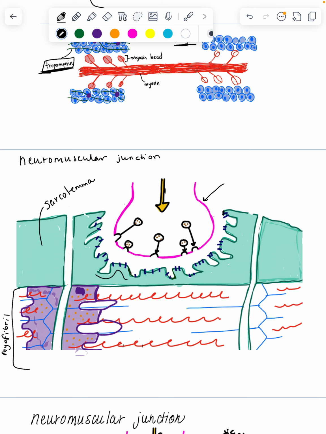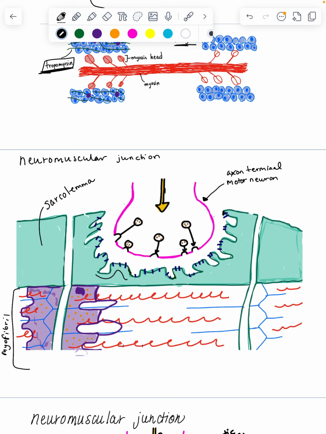Up here, this pink-looking bulb is going to be a motor neuron, specifically the axon terminal of that motor neuron. And motor means to move. So it's not a sensory neuron. It's not an integrated neuron. It's a motor neuron.